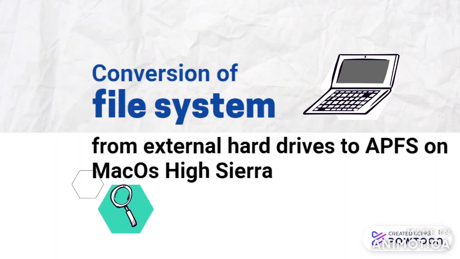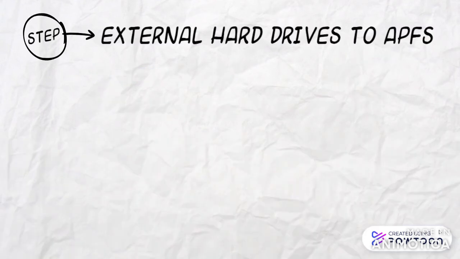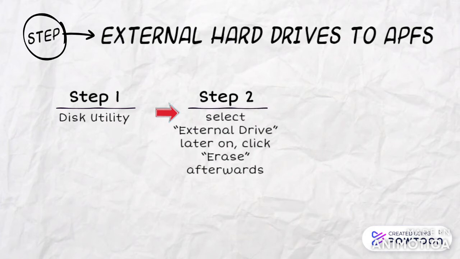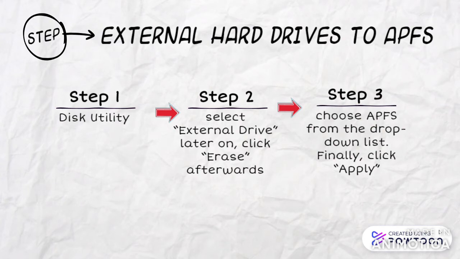Lastly is converting an external hard drive to APFS on macOS High Sierra. First, go to Disk Utility, select the external drive, click Erase, then choose APFS from the drop-down list, finally click Apply.